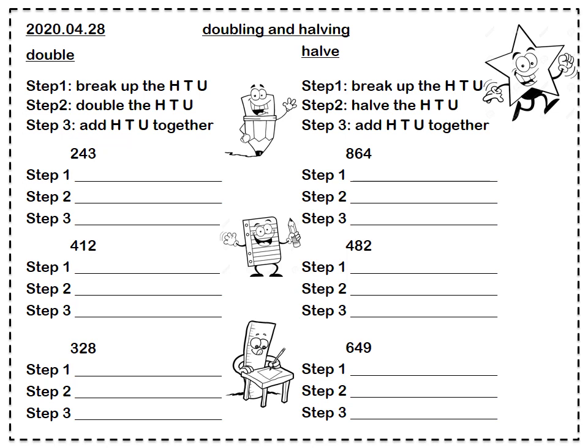This shows the worksheet that I'd provided for you. If you weren't able to print it, it is okay. Write your answers on your piece of paper. The one side of our worksheet is doubling and the other side is halving. The steps are there for you. Try and tackle these sums and let's see how you do.